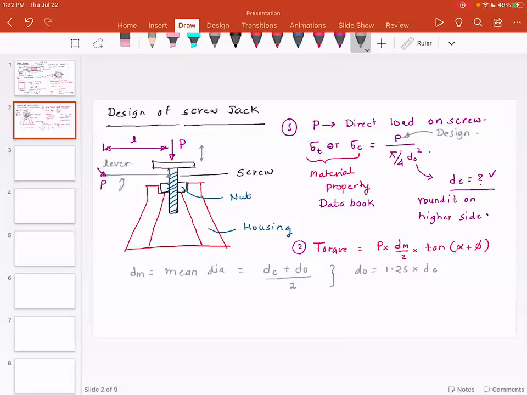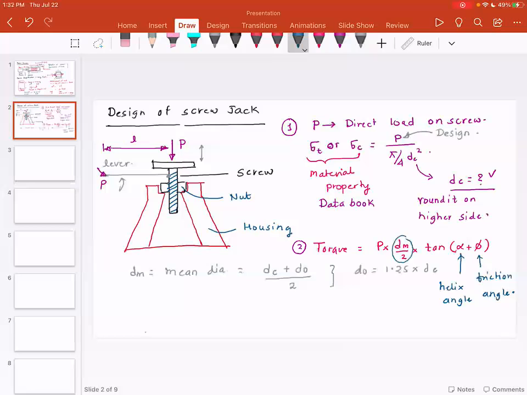So when you find the torque, you need to consider the mean diameter divided by 2, so this becomes like a radius. Next thing is, what is this alpha and what is this phi? Alpha is the helix angle, and phi is the friction angle. So think about it. I want to give you this example.